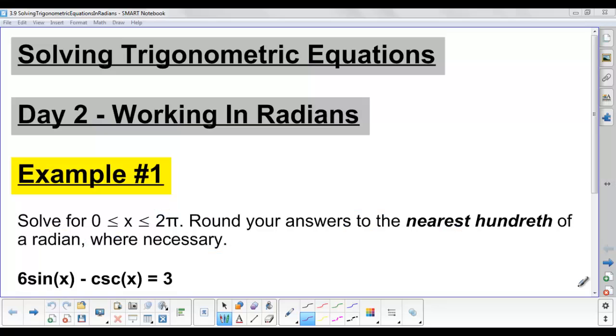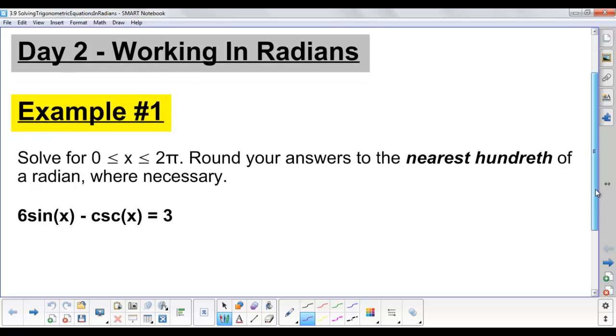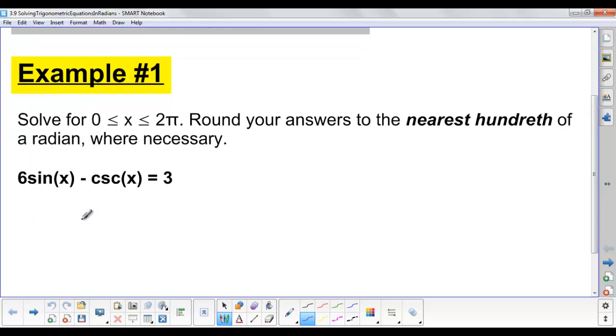Guys, and welcome to the last lesson of Unit 3, Lesson 3.9, Solving Trig Equations, this time in radians. For our first example, we're going to tackle each one of these examples the same way we did yesterday. In this example, we have 6 sine x minus cosecant x equals 3. Our job is to change this cosecant in terms of sine. So we'll start off by doing that.